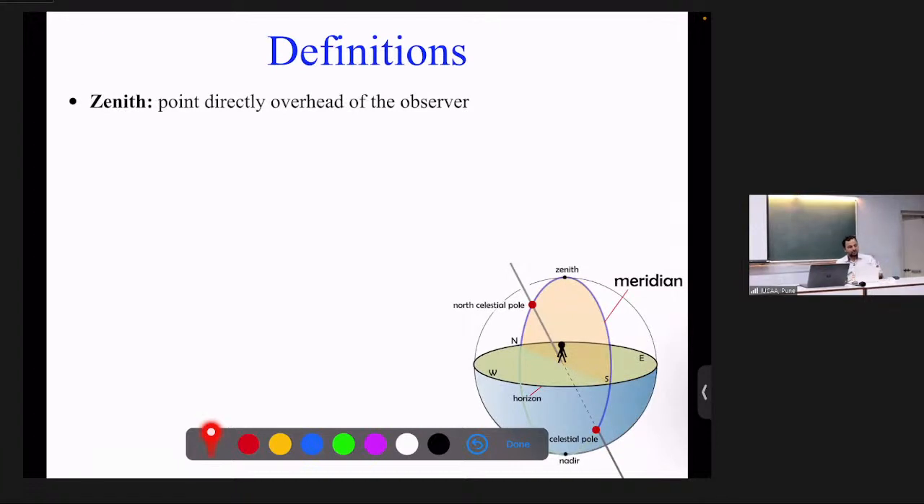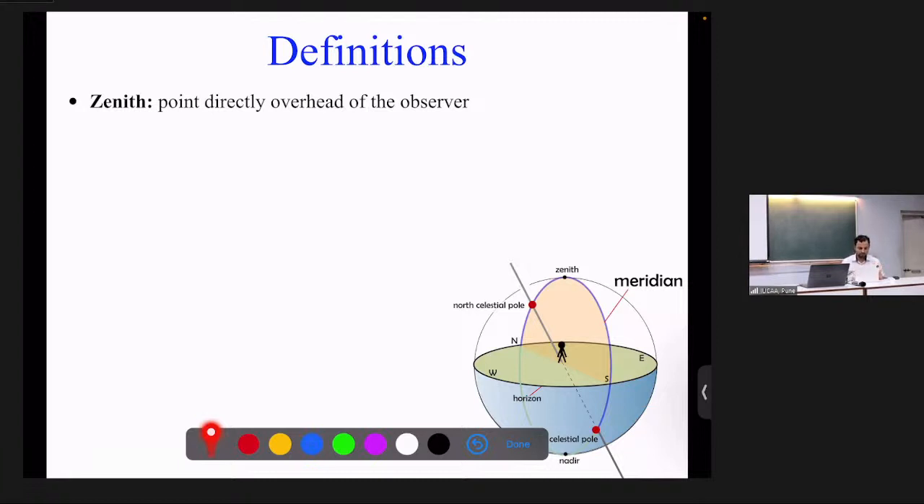Now another definition is called zenith. What is zenith? Suppose you are the observer. Zenith is the point directly overhead of you. You might have read about zenith. The word is being used in common day life also, that you have reached the zenith of your career. Peak. That means you have reached the top. So zenith is the point directly overhead the observer. Here I am presuming that the observer is at the center of that sphere.